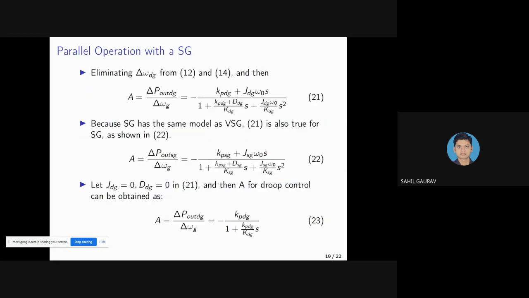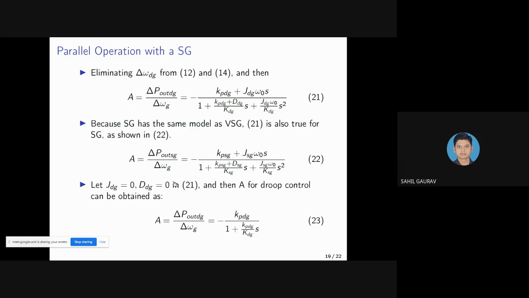And now, further eliminating delta omega DG from 14 and 15, we get the equation as A is equal to delta P out DG divided by delta omega G, this transfer function of A. Since the synchronous generator has the same model as the virtual synchronous generator, equation 12-21 also holds true for the synchronous generator, and becomes like this. This is for distributed generation, so we can write it as for synchronous generator.